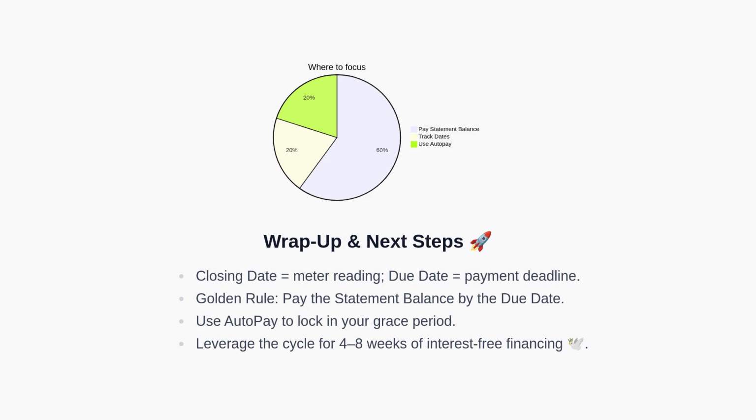In summary, the closing date is the meter reading that defines what appears on your statement, while the due date is the payment deadline. The golden rule is to pay the statement balance in full by the due date. Use autopay to lock in your grace period. With this approach, you can leverage 4 to 8 weeks of interest-free financing, depending on timing.